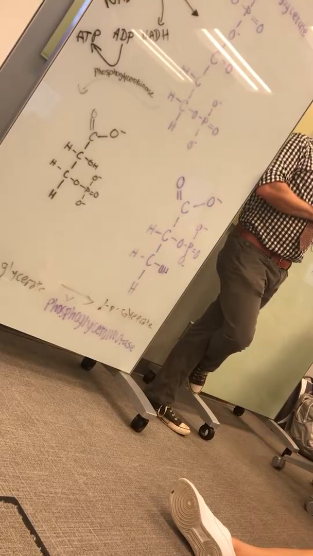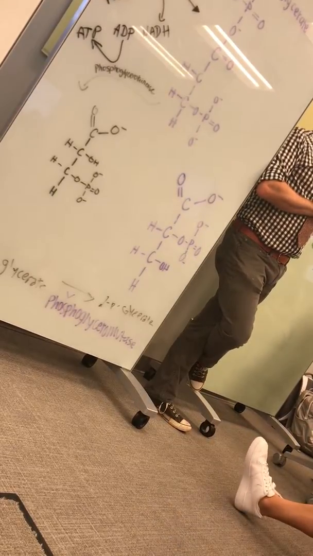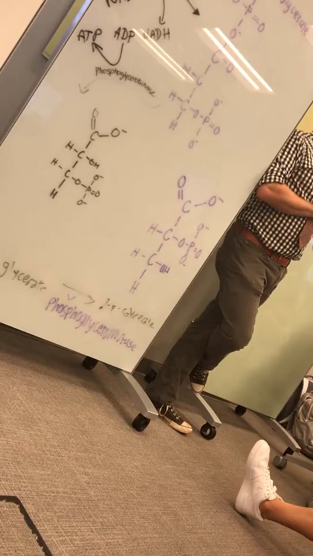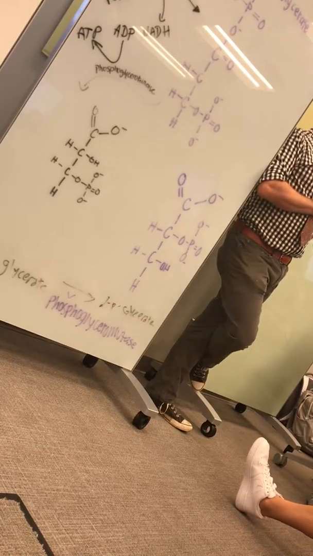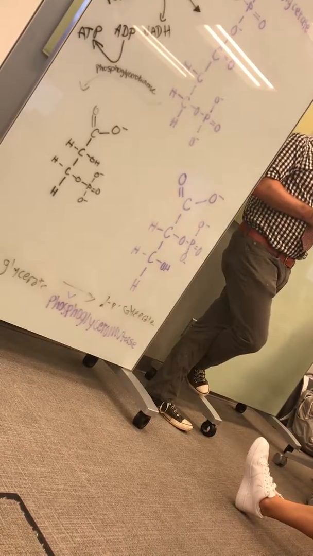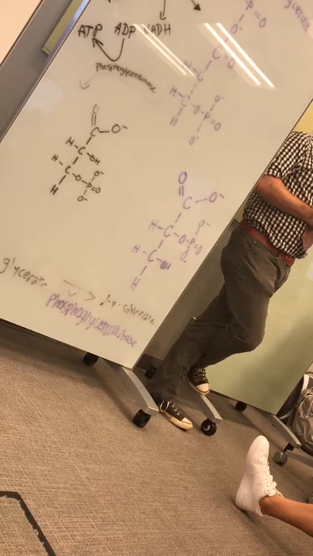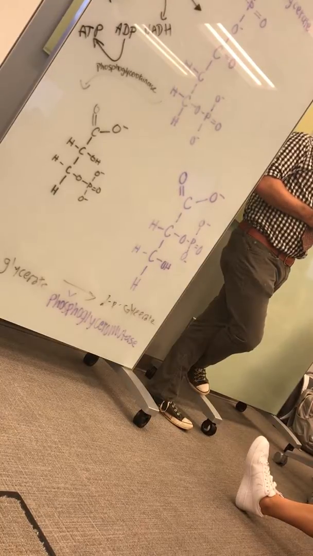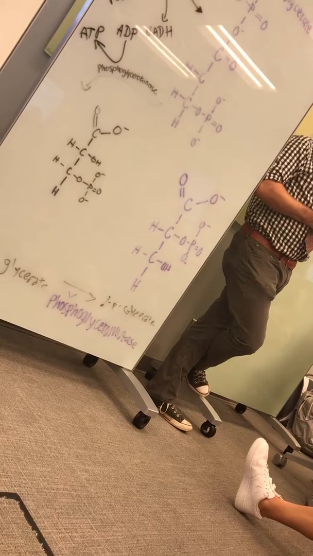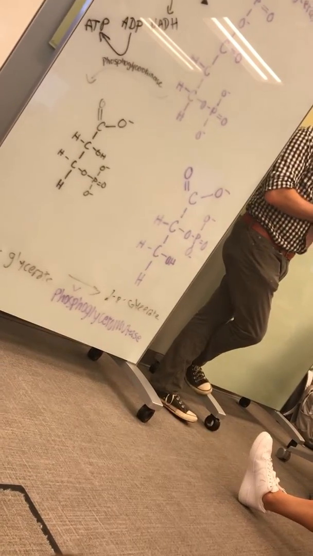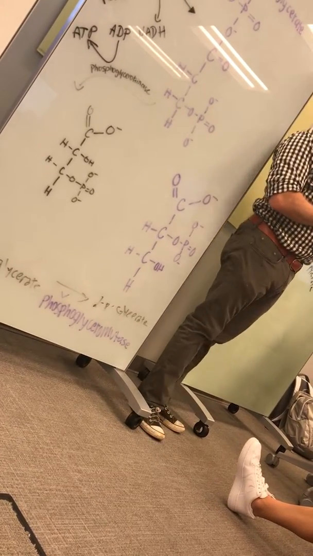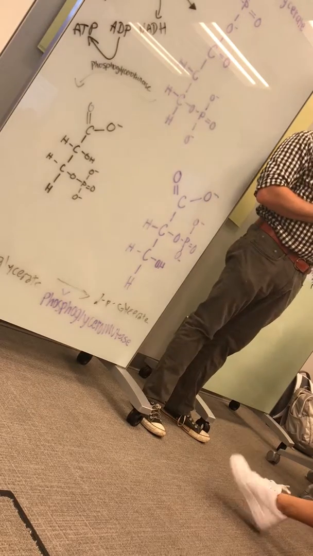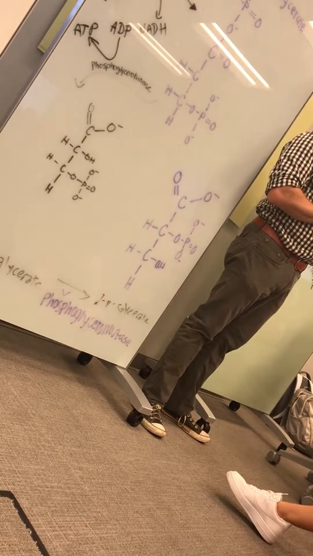What's the other thing we get out of pyruvate oxidation? Electrons. Where do the electrons go? NAD plus is the electron bus taking the electrons to electron camp. So we've got some high potential energy electrons that are going to be going off to electron camp.